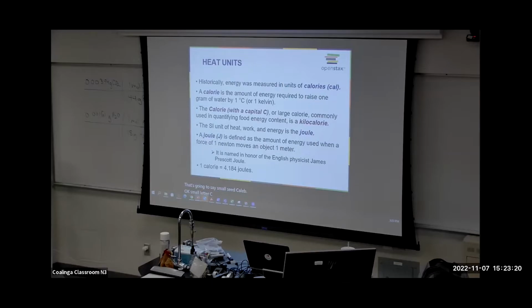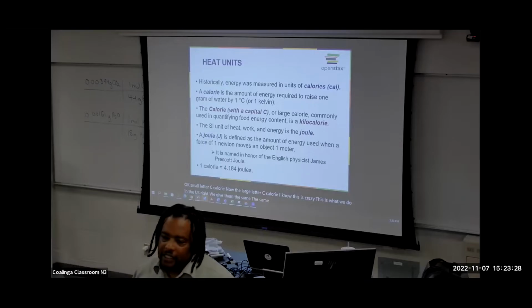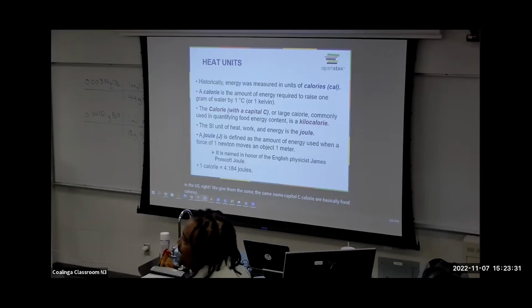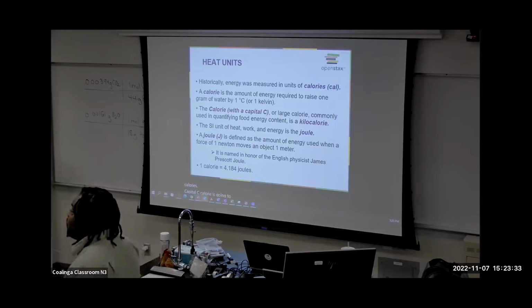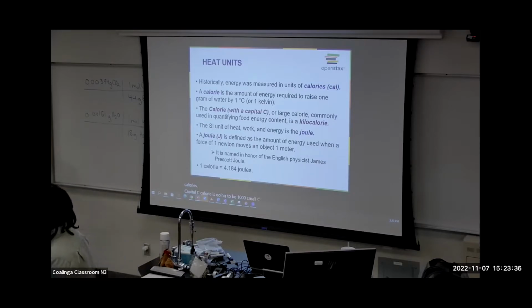Now, the large letter C calorie, I know this is crazy. This is what we do in the US, right? We give them the same name. Capital C calories are basically food calories. A capital C calorie is going to be 1,000 small c calories, or a kilocalorie. Now, I don't know why we do that. But when we talk about calories of food, that's capital C calories, which means it's 1,000 little c calories. I know, same name, crazy.